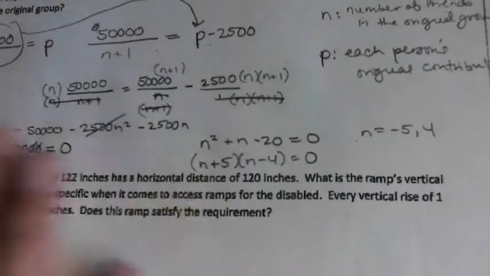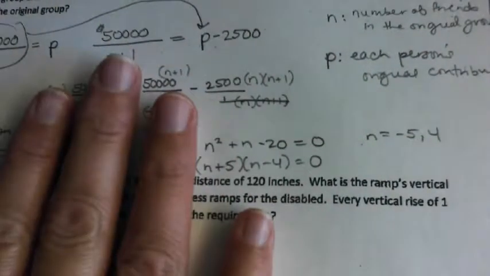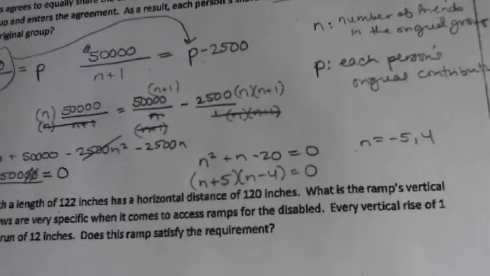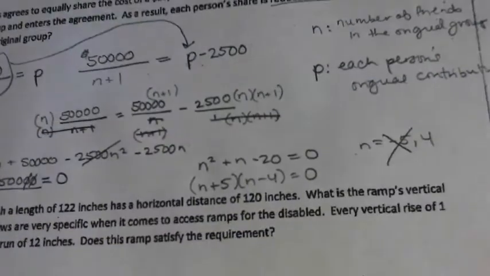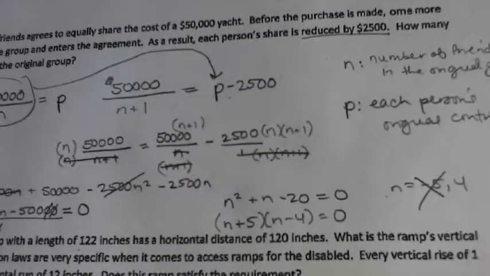So even though they solve the quadratic, if it had no meaning, it would be fine, but it does have meaning. And n stands for the number of friends in the original group. No one's splitting the cost between negative 5 friends, correct? So we are going to reject that. And so what we find out is that there were 4 people in the original group.